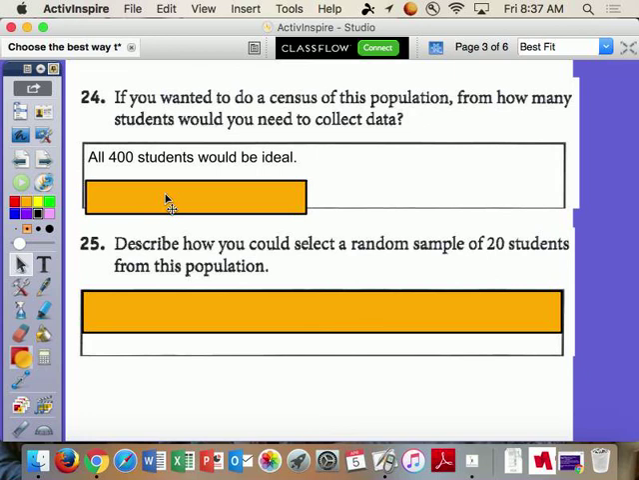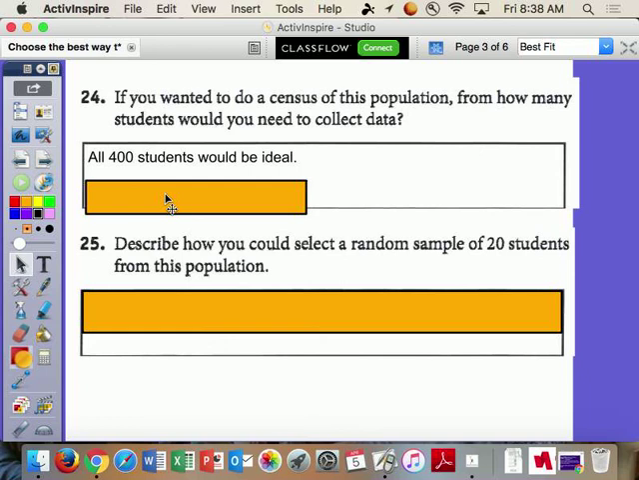Realistically, again, I said the United States doesn't do this every year because it's a lot of work to get all that information, put it together. It's very difficult to do quickly, okay? So even 400 would be a lot. So you're saying out of this 400, we're going to take 20 random kids. How could we randomly select 20 students?